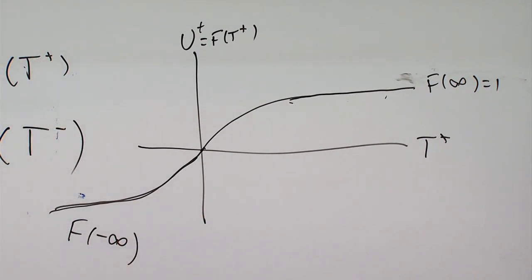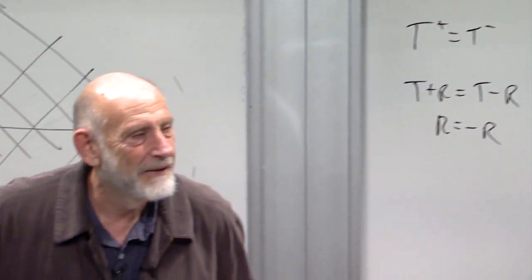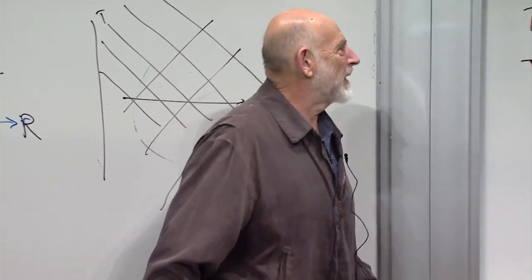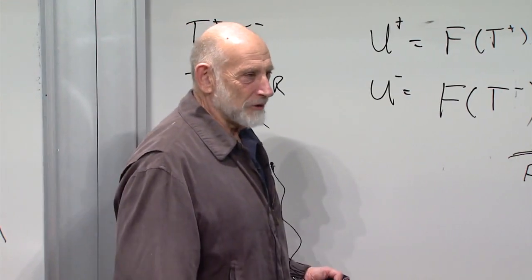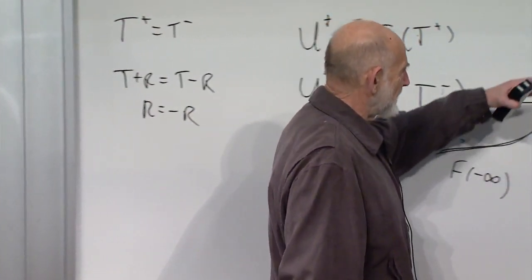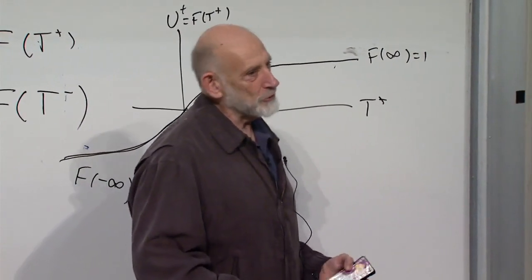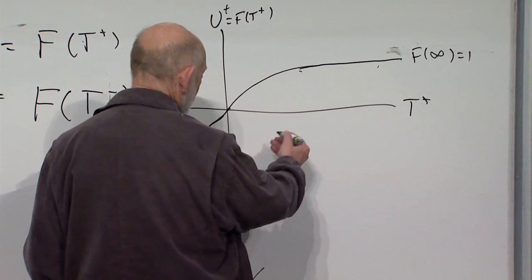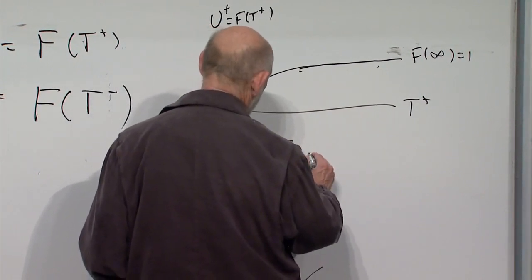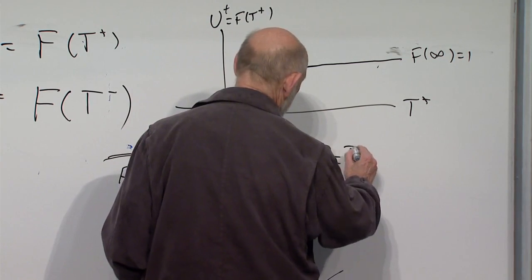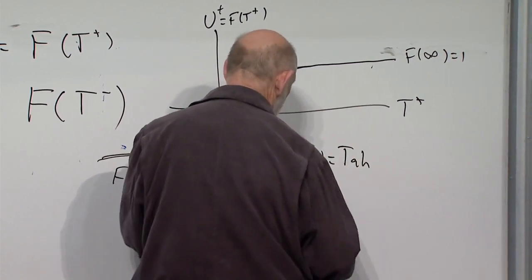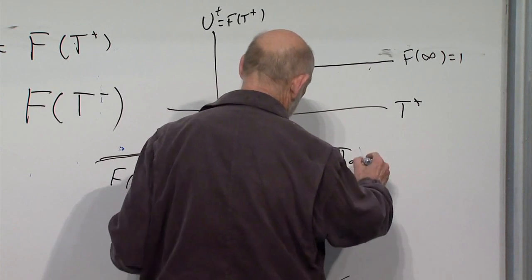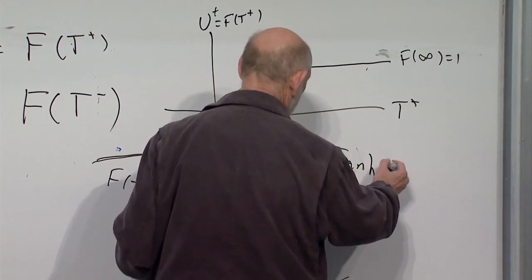Now, anybody know a function that does that? There are many functions which do that. Hyperbolic tangent, is that it? Yeah. A hyperbolic tangent is the one that's usually used. It goes to 1 asymptotically. It's the usual one that's used, but there's nothing special about it. F of t plus is the hyperbolic tangent. If you don't know what a hyperbolic tangent is, don't worry about it. It's just a function which looks like this. Tanh of t plus.